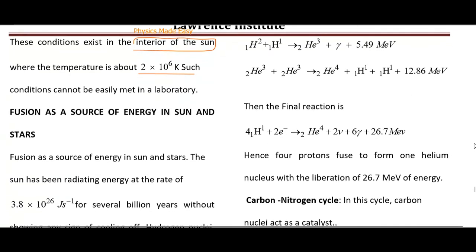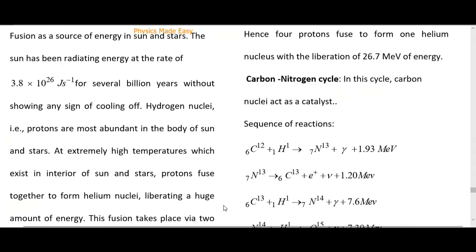This is the final reaction, not a chain reaction. I will just write the final reaction. In the proton-proton cycle, the source of energy of the sun, 4 protons combine to form helium-4 plus 2 positrons plus 2 neutrinos plus gamma radiation plus 26.7 MeV energy.